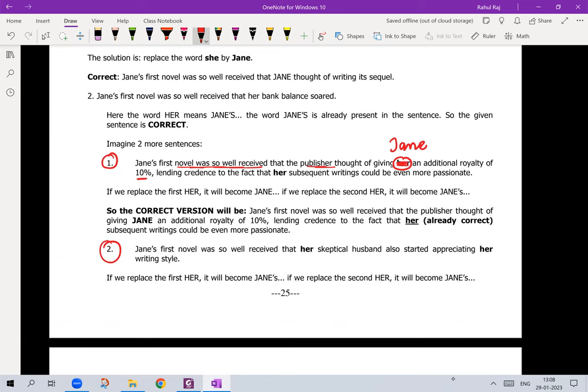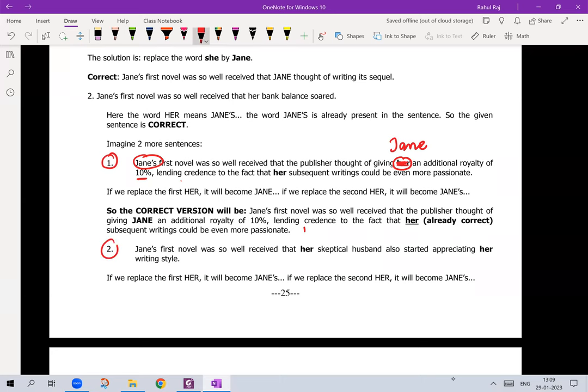Jane's first novel was so well received that the publisher thought of giving Jane an additional royalty of 10%, leading credence to the fact that her subsequent writing. Now imagine, are we talking here about Jane or Jane's subsequent writing? Think about it. You have to understand what is the main subject. We are talking about subsequent writing. We are not talking about Jane at all. So this "her" is 100% fine because Jane's is already used over here. I hope it's clear.